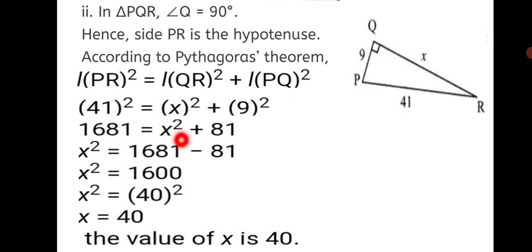Now we want to find x square, so we will subtract 81 on the other side. So you will get x square is equal to 1681 minus 81. Plus 81 becomes minus 81 when it goes to the other side. 1681 minus 81 gives you 1600. x square is 1600, which is the square of 40. So you write 40 square. Now eliminate the squares, you get x is equal to 40. The value of x is 40. So in these simple steps, we can solve and find out the missing side of a right angle triangle.